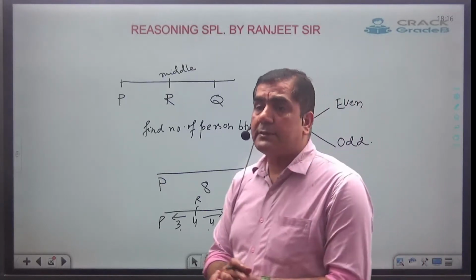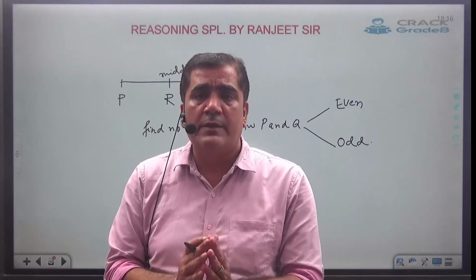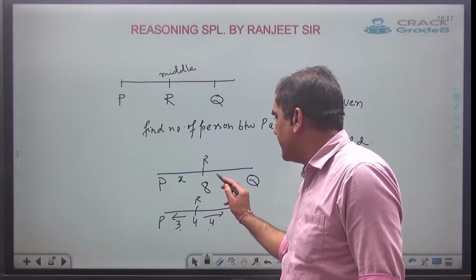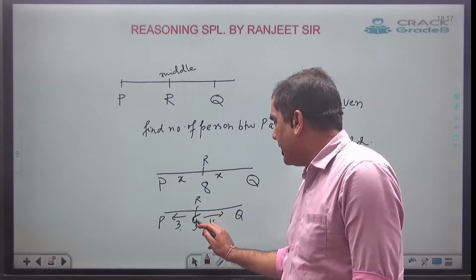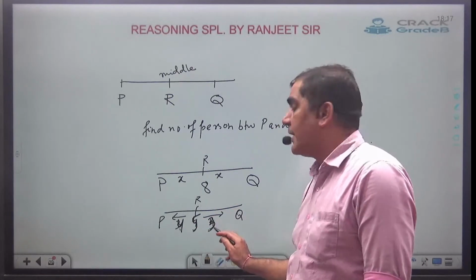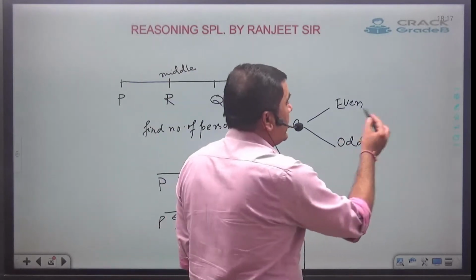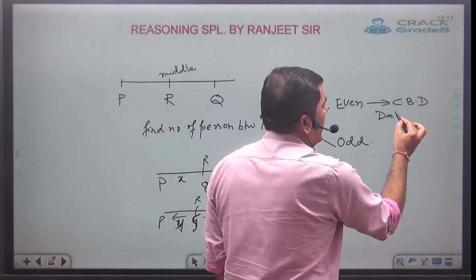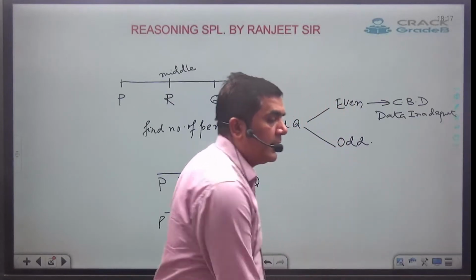In the middle means the number of persons to the left of R and the number of persons to the right of R must be the same. Clear? These two values have to be the same. If this is X, this must be X only. Let's put R at the 5th position. To the left of R will be 4 and to the right of R will be 8 minus 5, which is 3. Again, they are not equal. So always remember, if the number of persons between P and Q comes out to be an even number, then the answer will be cannot be determined or data inadequate.